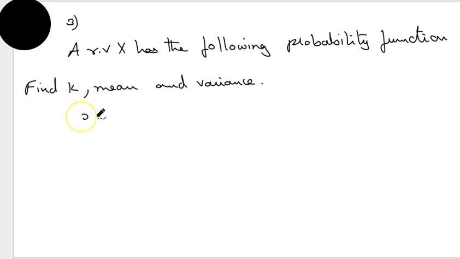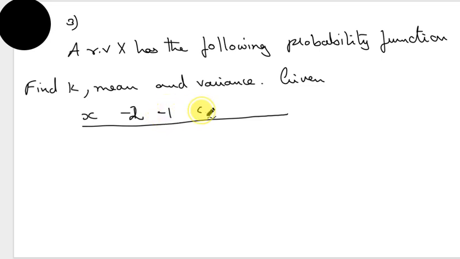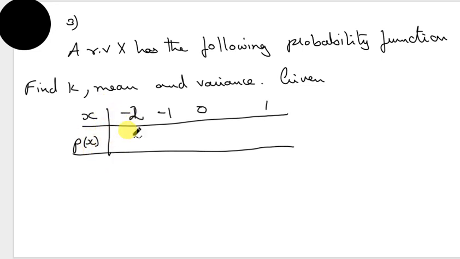Given x equal to minus 2, minus 1, 0 and 1, their corresponding probabilities p of x are given by 0.1, 0.4, k, 0.2 and 0.3.